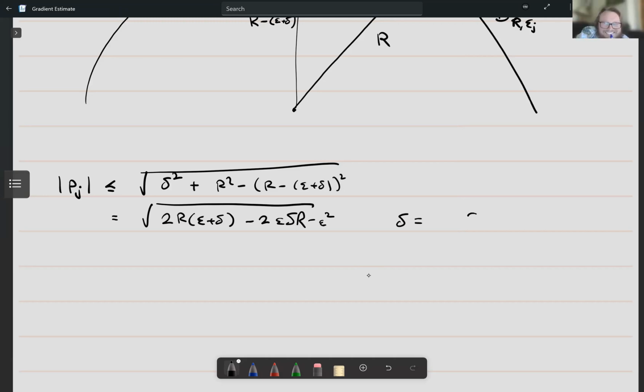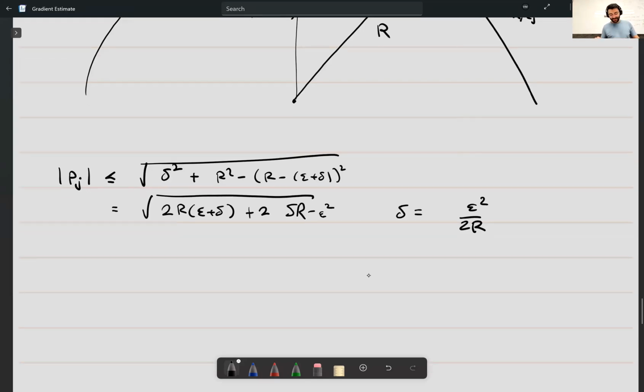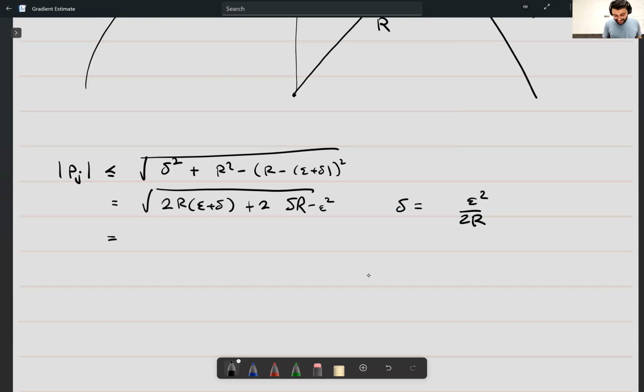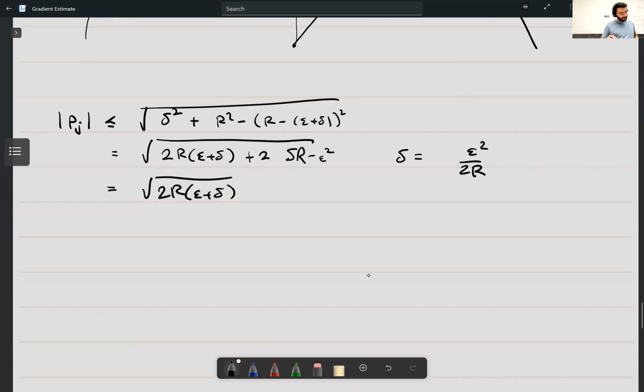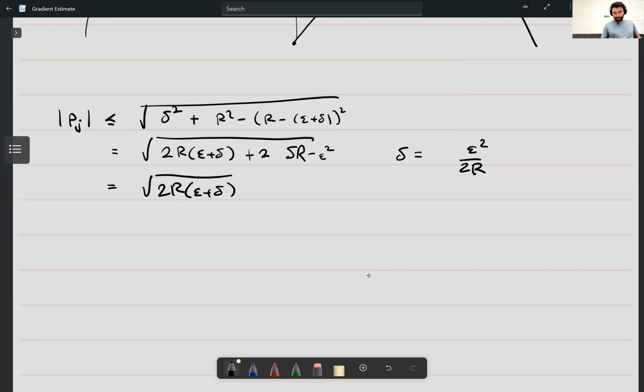Okay. So it's 2 epsilon squared on 2r. But that doesn't seem to look right. I'm just trying to figure out, based on the answer, what it should have been. So it looks like this should be a plus. Yeah, this should be a plus. Anyway, if I set this as this, then I get 2r epsilon plus delta.